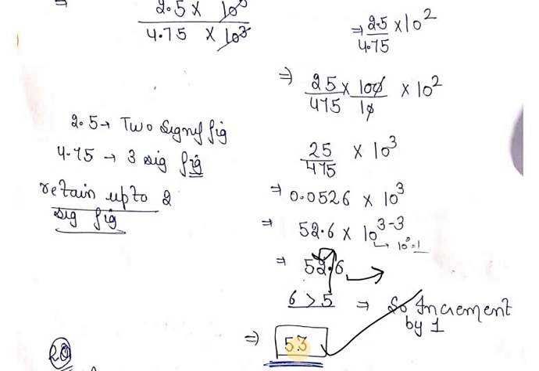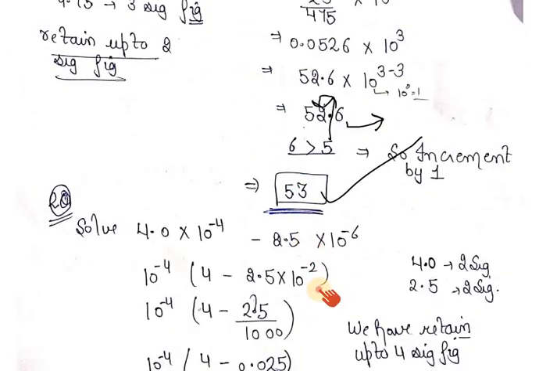So all the conditions are fulfilled. I hope you will understand these concepts and rules that you have to apply for finding out the exact, accurate number of significant figures. Okay, let's do the second practice question.